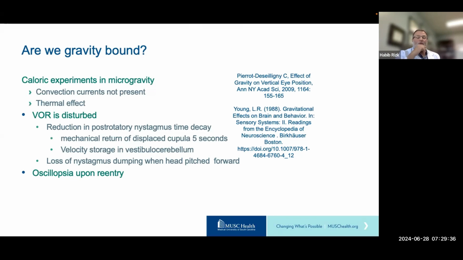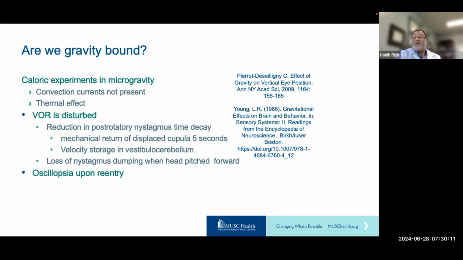And all of those physiological and pathophysiological observations rely on the fact that we are living in a gravity-bound world. None of this would supposedly work if we were in microgravity. From the early space flights where they did experiments, we found that most of the caloric response is blunted when you are in space. We also find from studies on astronauts that the vestibular ocular reflex is disturbed, with a reduction of the velocity storage system, for two reasons.